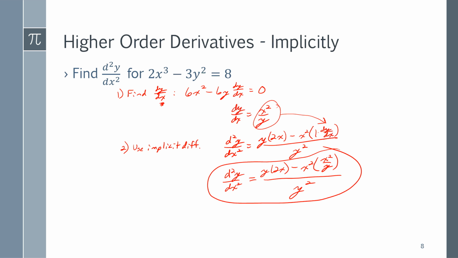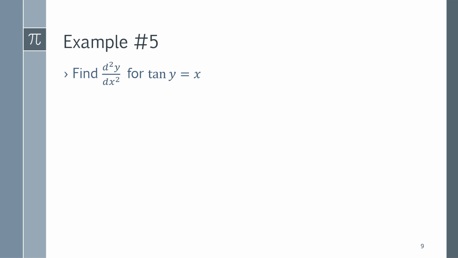To see a second example of this, if I wanted to find the second derivative for the tangent of y equals x, again, I would start by finding dy dx. Noticing x is my independent variable, so anything that's not x requires chain rule. So the derivative of tangent y is secant squared y, but y is not an x, so I need to do times dy dx is equal to the derivative of x, which is just 1. And that's my independent variable, so I don't need chain rule.